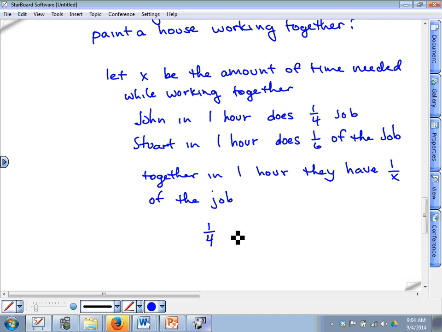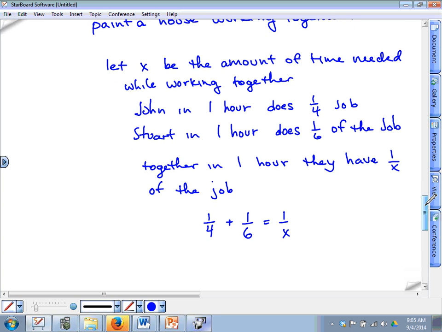So John is going to do 1/4 of the work. Stewart's going to do 1/6 of the work. Together, that's equal, in 1 hour's time, to 1 over x of the work. We saw something kind of like this last time. This is a rational equation to solve. It's a little bit simpler than what we did last time. 1/4 plus 1/6.